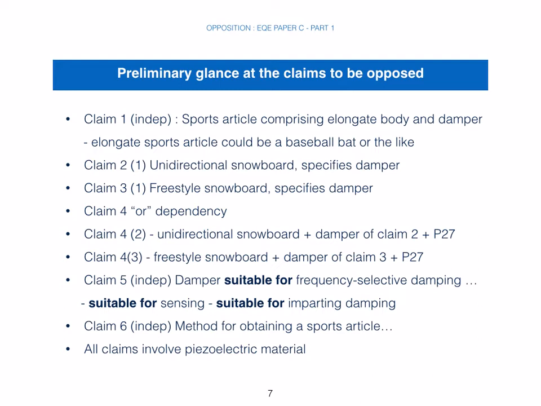Claim 1 then is a sports article. It's an independent claim. It comprises an elongate body and a damper.